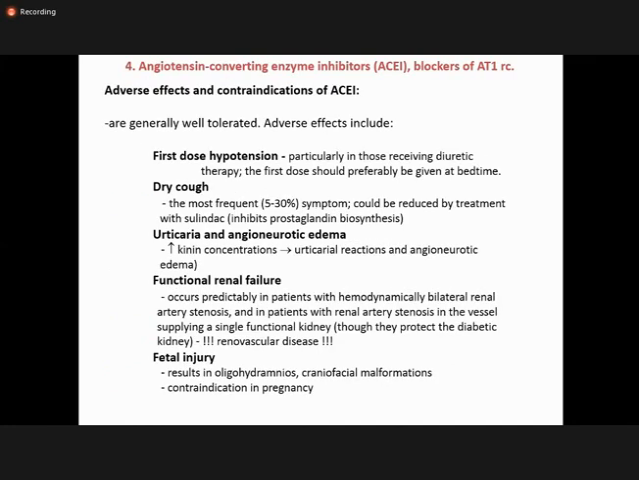Adverse effects and contraindications of angiotensin converting enzyme inhibitors: they are generally well tolerated. Adverse effects include first dose hypotension, particularly in those receiving diuretic therapy. The first dose should preferably be given at bedtime. But one important point I want to share with you: the first dose syncope is more related to which group?